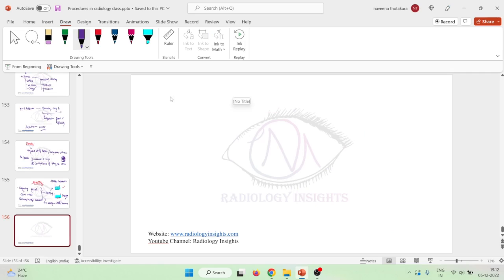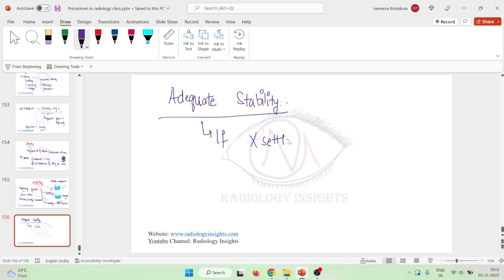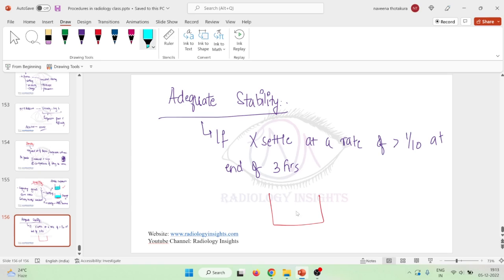Then, when do you say that there is adequate stability? A suspension is said to have adequate stability if it does not settle at a rate of more than 1/10 at the end of 3 hours. That means if you leave the barium suspension and it does not settle by more than 1/10 by the end of 3 hours, then we can say that it has adequate stability.